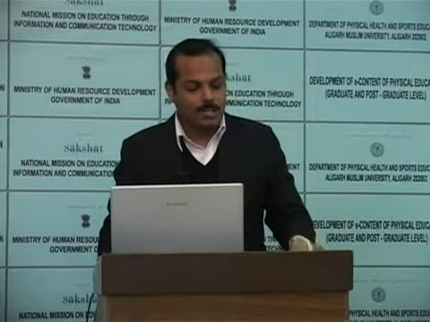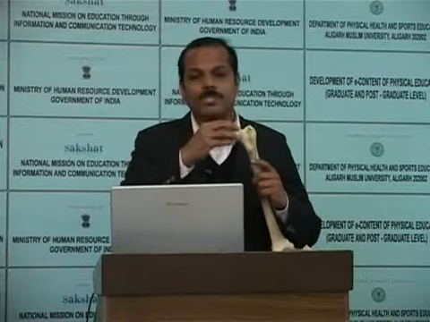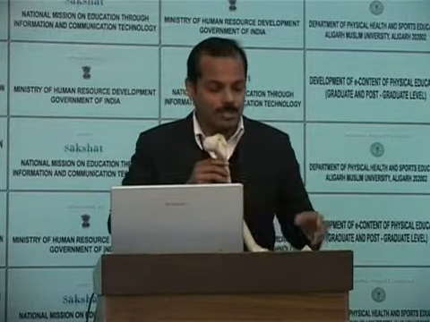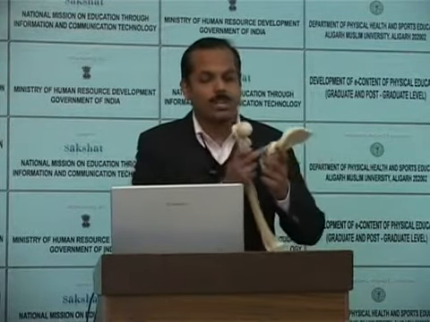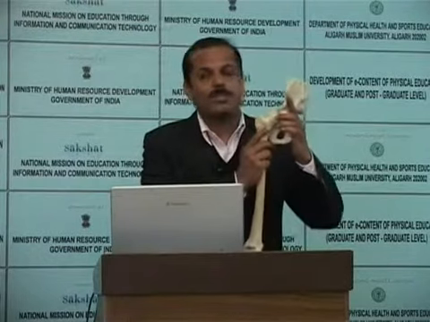Now, the distal articular surface. The distal articular surface is formed by the femoral head. So, it is the convex component, whereas we discussed that the acetabulum is the concave component. Now, the femoral head forms the convex component of the joint.